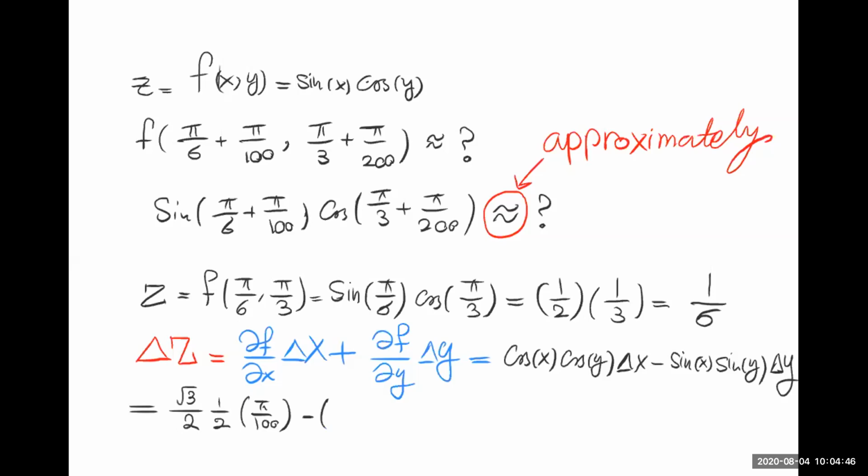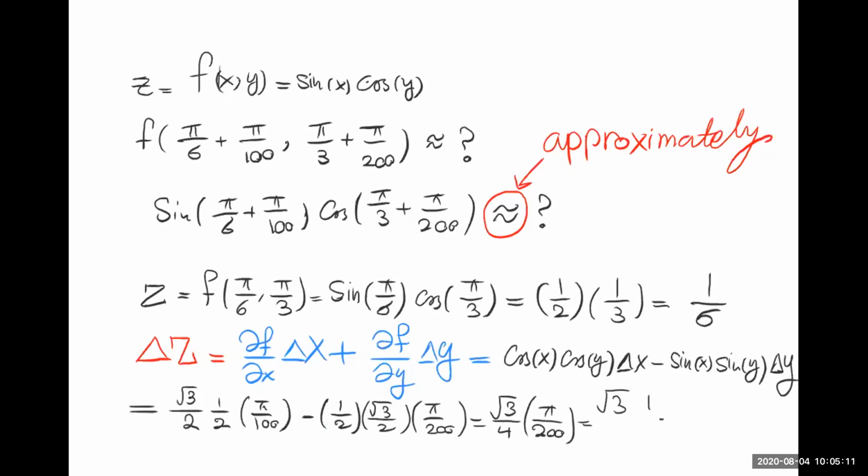minus sine of x is 1 over 2. Sine of y is the square root of 3 over 2. Delta y is pi over 200. Okay, so here we would get square root of 3 over 4, pi over 100 minus pi over 200. If we multiply them, we would get pi over 200.